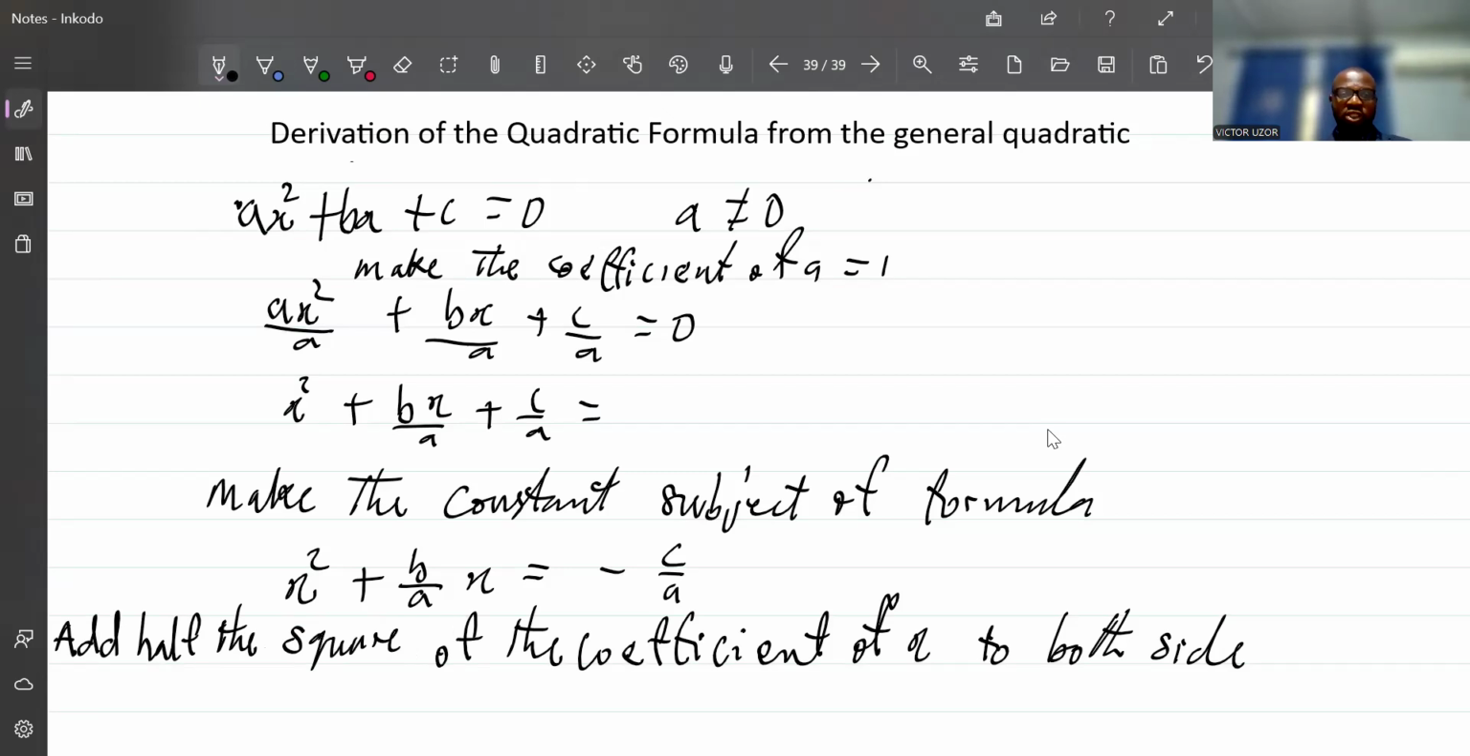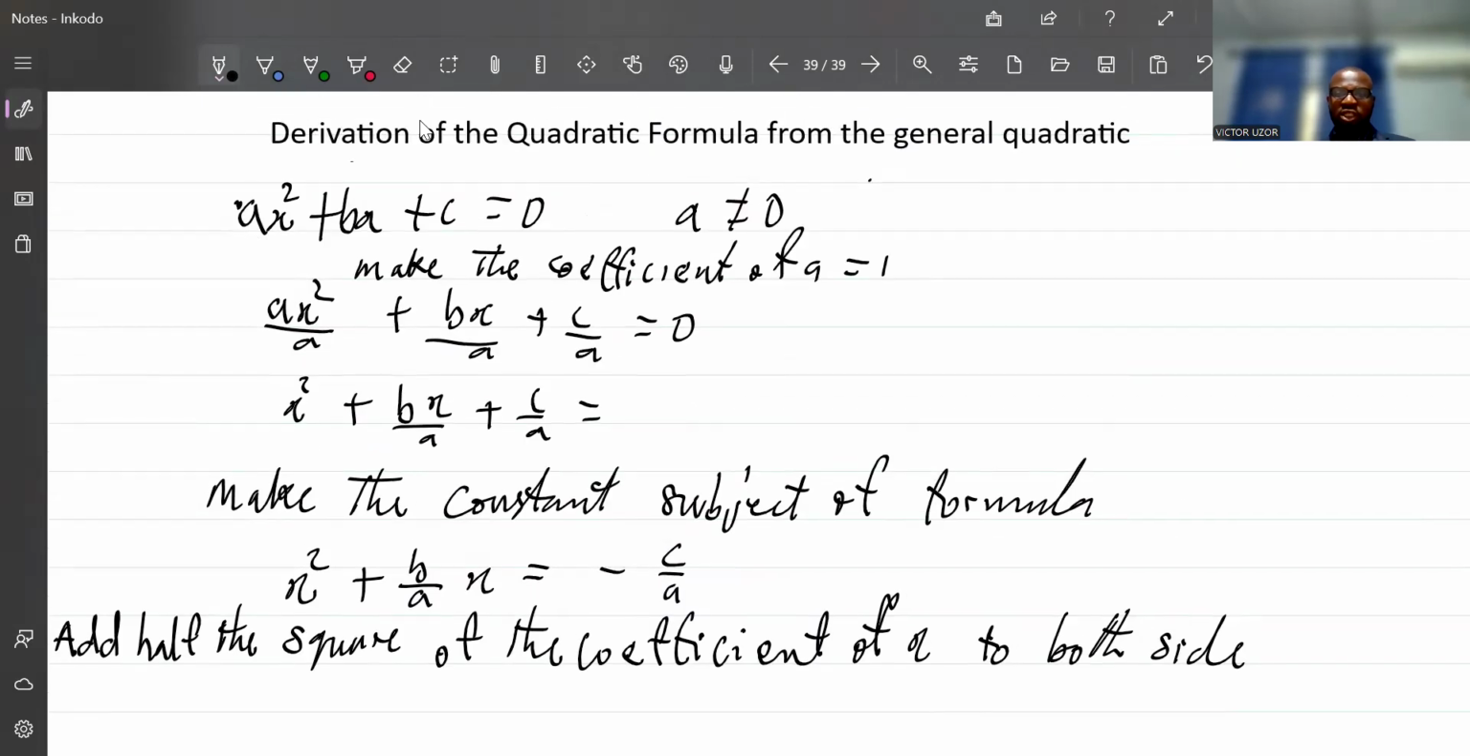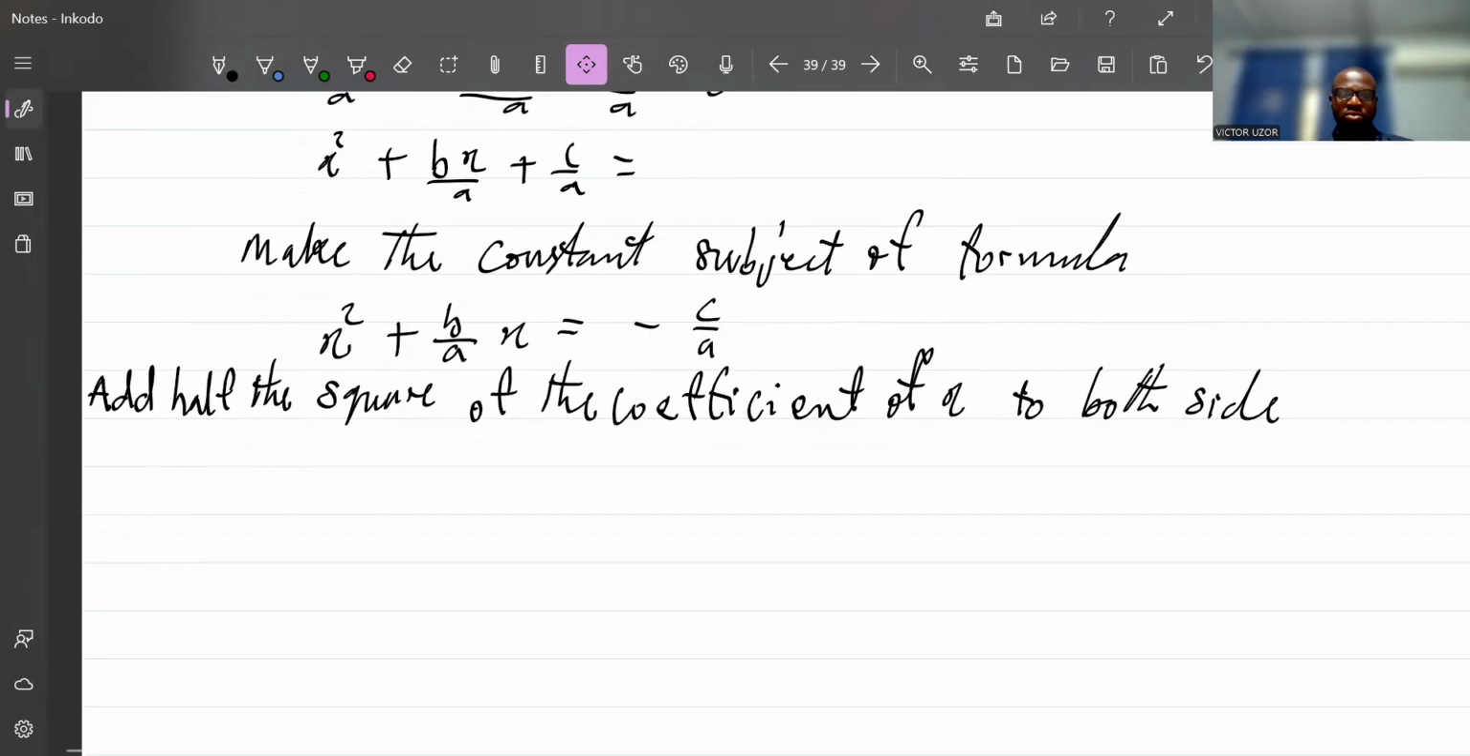So how do I do that? See what will happen. When you have something like this, what we now do is this. Half of b over a is going to be half of it. So it's like half of b over a. We know that "of" is multiplication. So you are going to have b over 2a. So that is what half of the coefficient of x is.